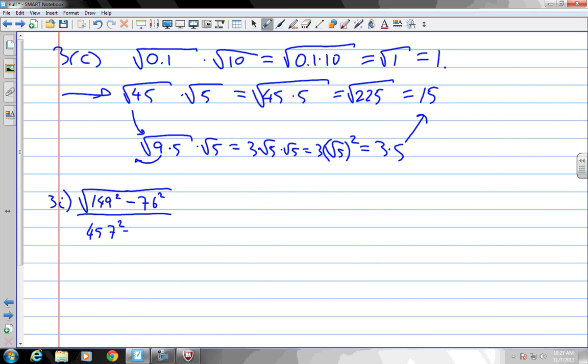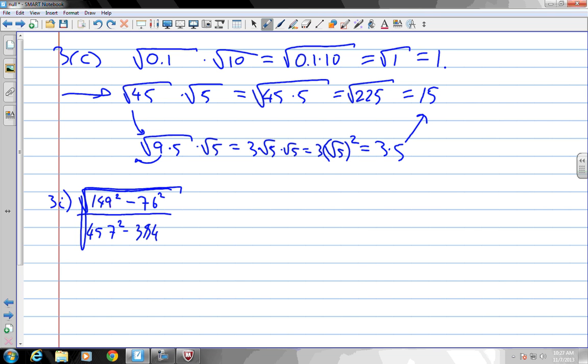457 squared minus 84 squared, still under the same, like that? Or is it one big square root? One big square root. Okay. So this is kind of that question that I picked on you on that worksheet 18.